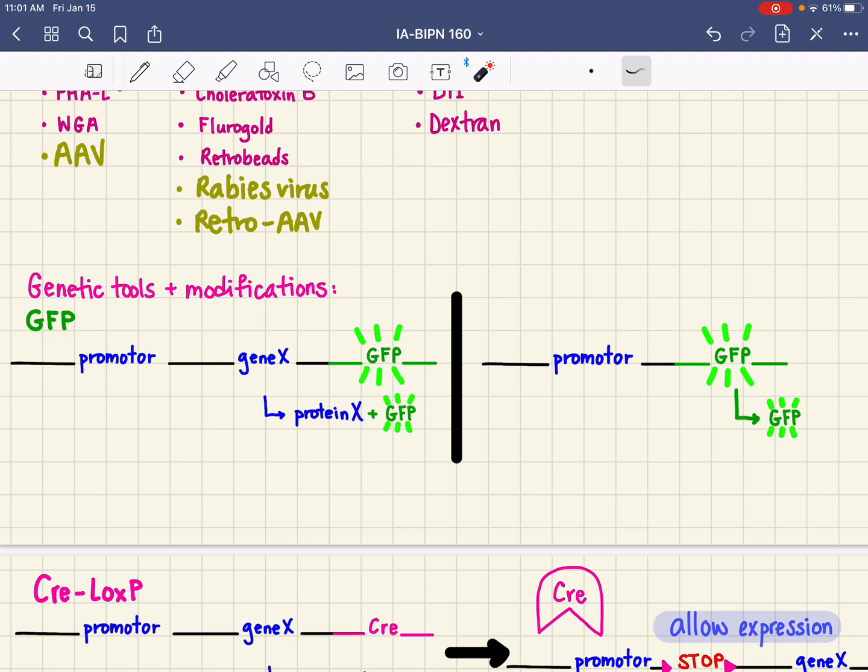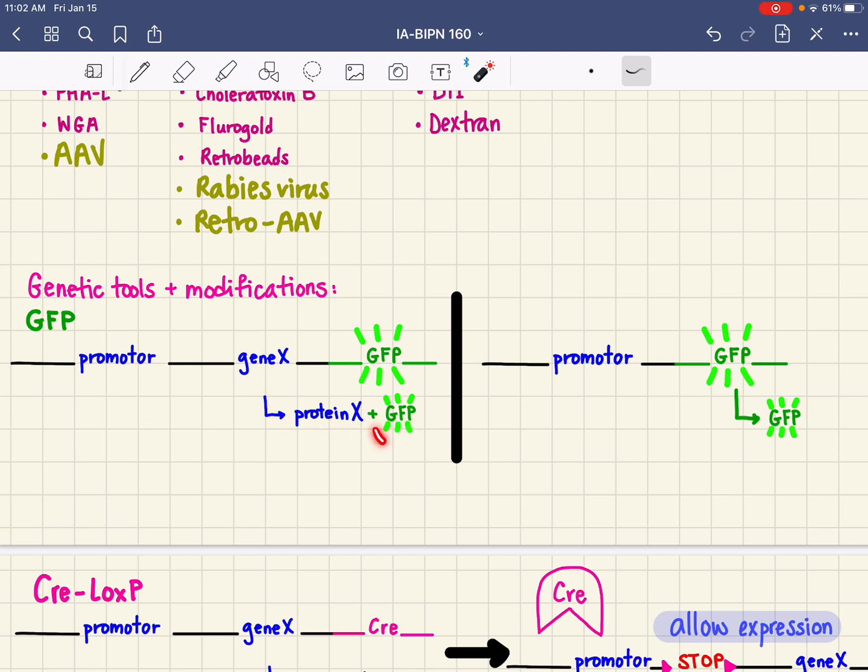And the way GFP can be used is the scientist, or I guess in this case the geneticist, would take a promoter of a gene that has the gene X right after it, and they will attach the GFP gene right at the end of gene X. This way, when the promoter drives the production or the expression of gene X, it also inevitably drives the production of GFP. So we get protein X plus GFP.